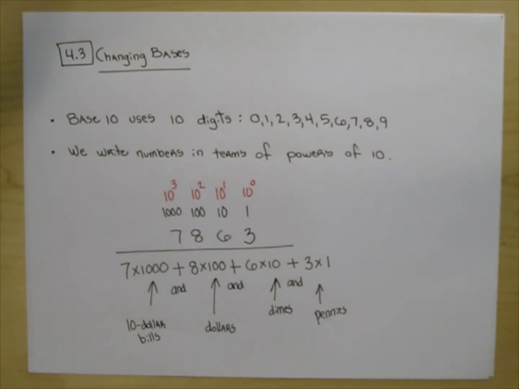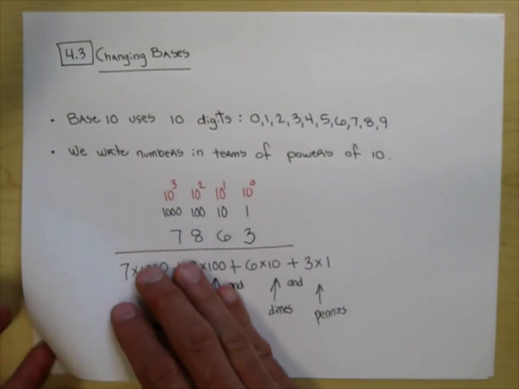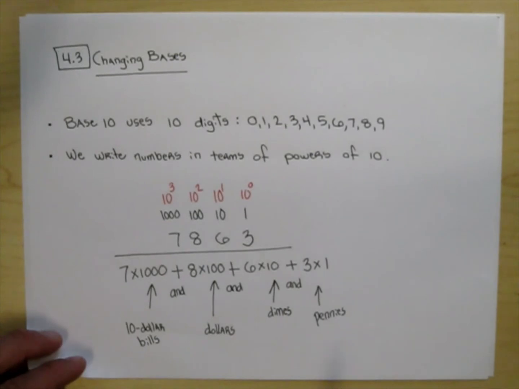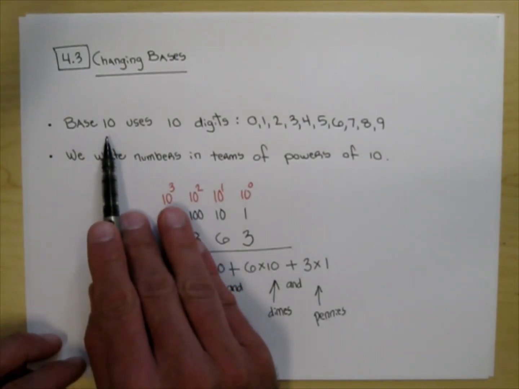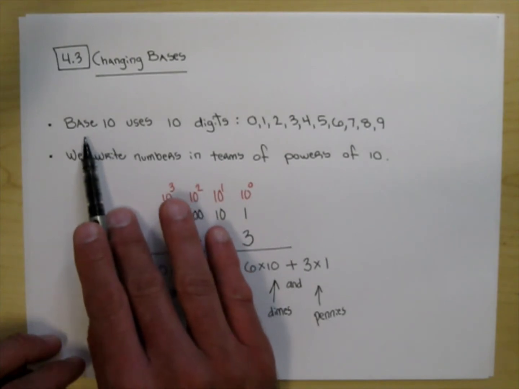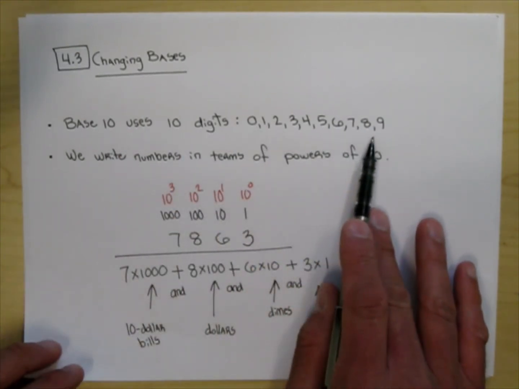Okay, so we have this written down here. Now we're going to go ahead and explore a different base. We're used to base 10. We use base 10 probably because we have 10 fingers, and so that's probably why we chose 10 symbols.